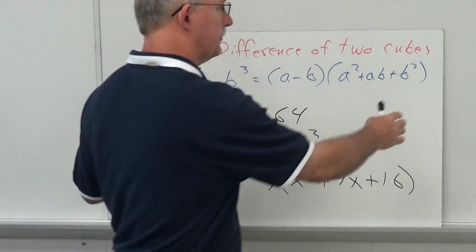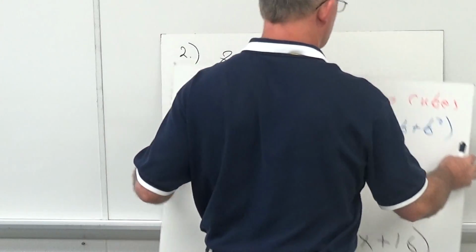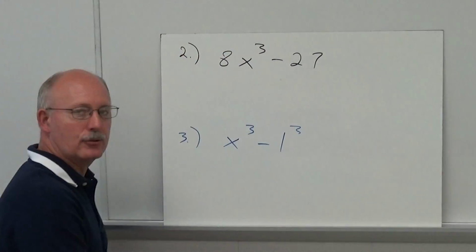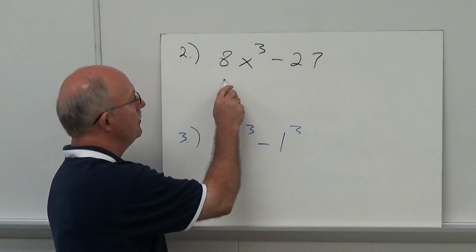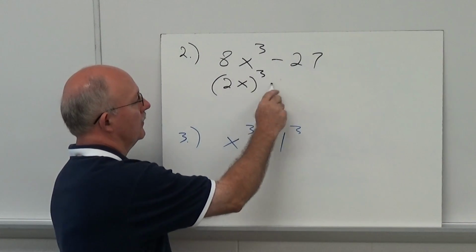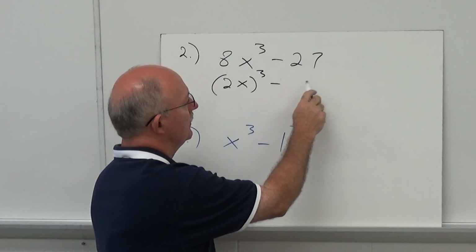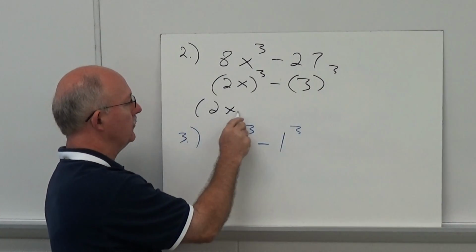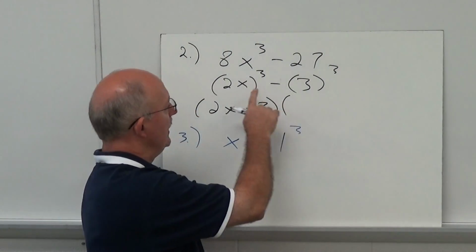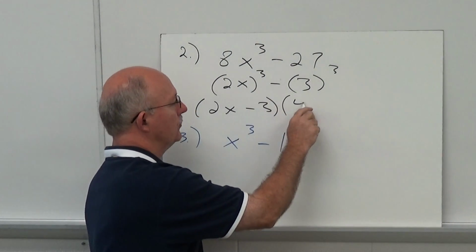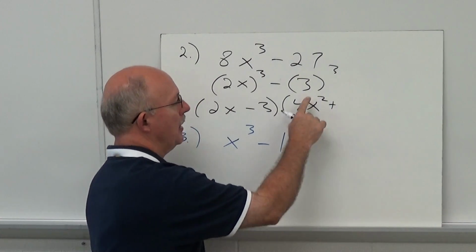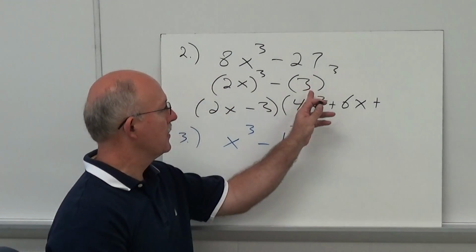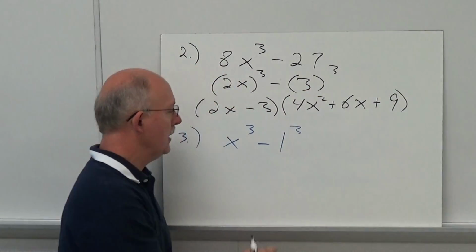Now, another example or two. 8x cubed minus 27. Now the cube root of 8 is 2, so our first base will be 2x. The cube root of 27 is 3, so this will be 3 cubed. So if we go to factor this down, this will be 2x minus 3 times. Now square the first base. 2x squared gives us 4x squared, plus 3 times 2x gives us 6x for the middle term, plus 3 squared gives us 9. So there you go.